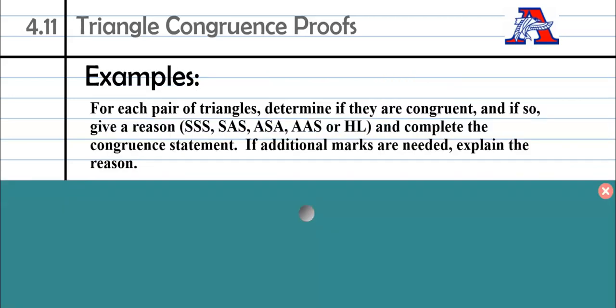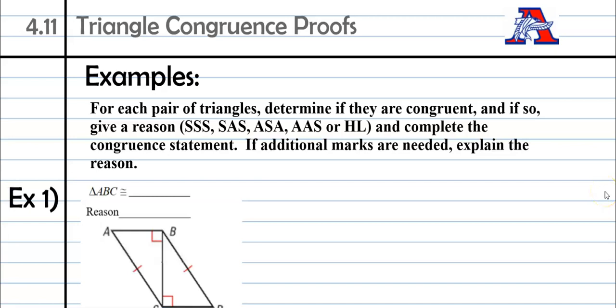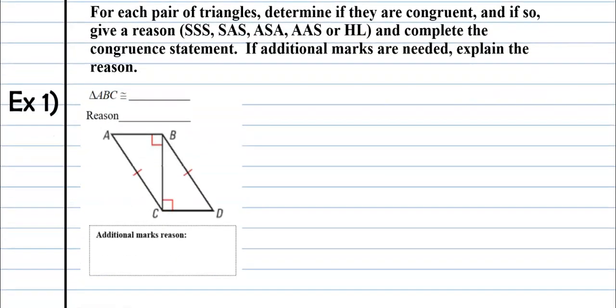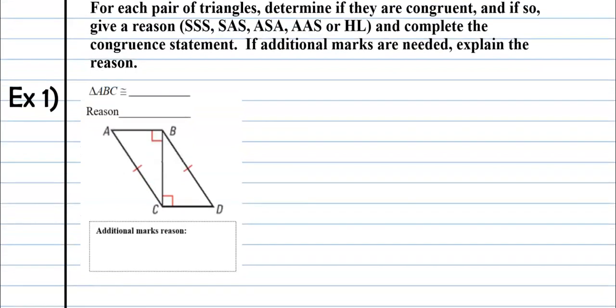Okay. So I apologize for the amount of writing that is right here, but I just wanted to make sure that you had the same wording that's going to be both on your worksheet, on your mastery check, and finally on the test. What it's going to say is that for each pair of triangles, determine if they are congruent, and if so, give a reason. In other words, give a proof using one of our 5 shortcuts, and complete the congruent statement. If additional marks are needed, explain the reason. All right, so take a second here and draw this in your notes. And again, this is exactly the way that it's going to look on the test. So I just wanted to make sure that you saw it the same way.